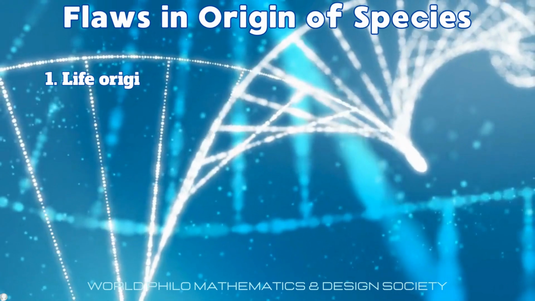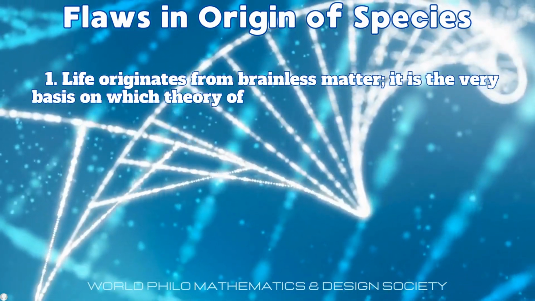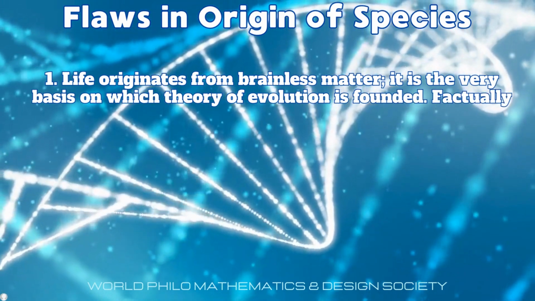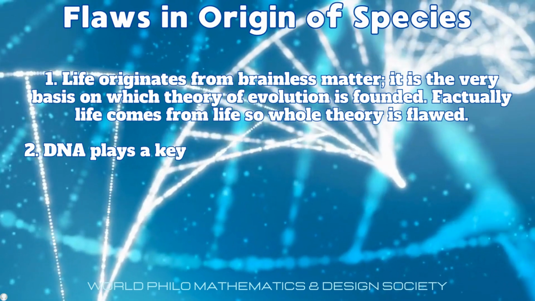The flaws in the theory of the origin of species are these. The first one is that life originates from brainless matter. It is the very basis on which the theory of evolution is founded. Factually, life comes from life, so the whole theory is flawed.